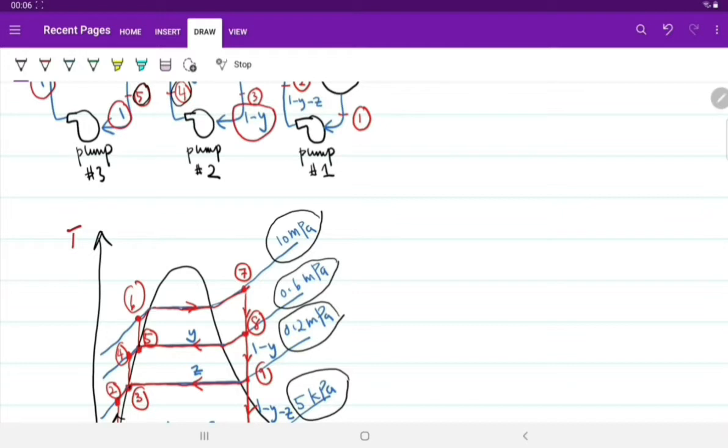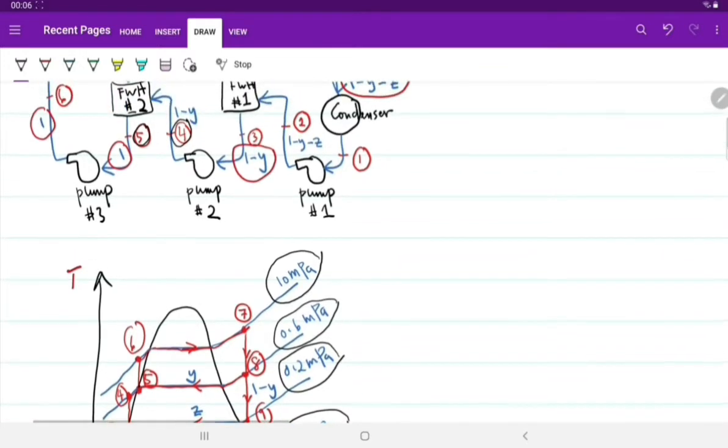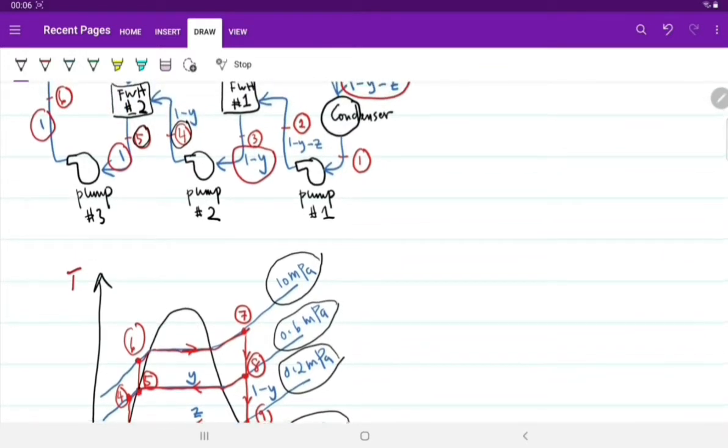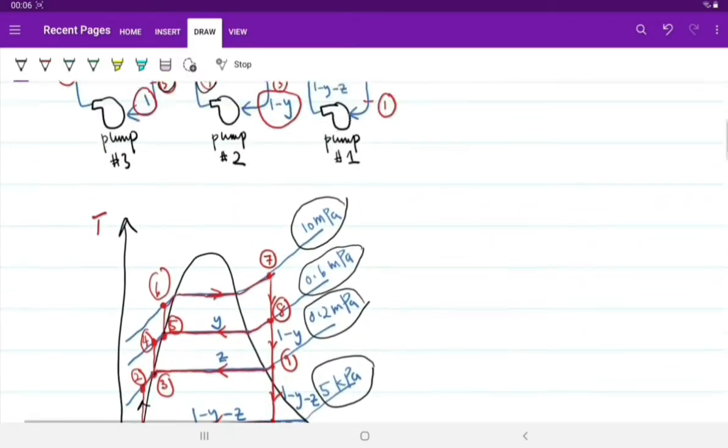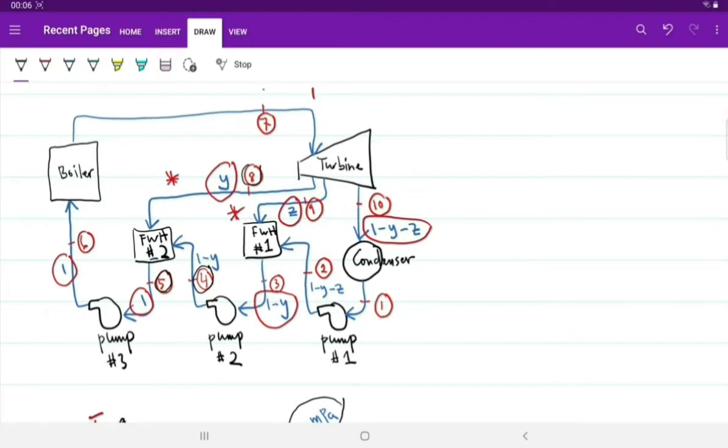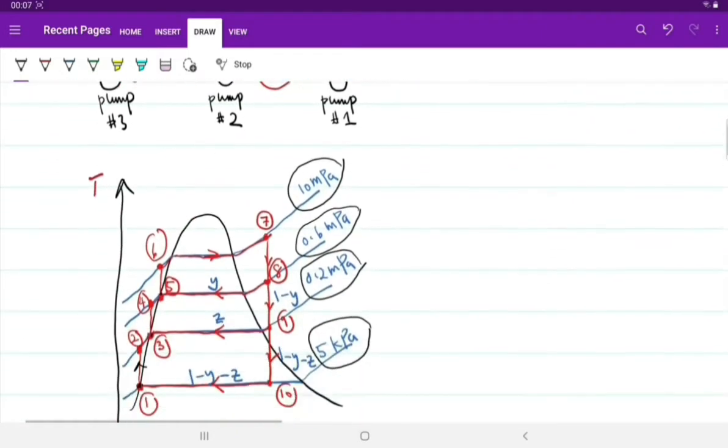And then 5 to 6 is the pump. 6 goes to 7 as a saturated vapor. Okay, and then from 7 it is expanded to number 10. From 7 it expands to number 10, but along the way Y fraction is extracted, Z fraction is extracted, and the remaining is 1 minus Y minus Z.